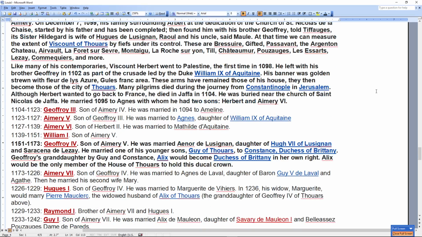Again, let's look at some of these names. Remember this one, Hugh. There's lots of Hughes. Everybody's named Hugh and Guy and Amory and Jeffrey. It's very confusing. But remember the last names. That's what you want to look at. Is this Lusignan? This is a very prevalent name in the House of Thouars.